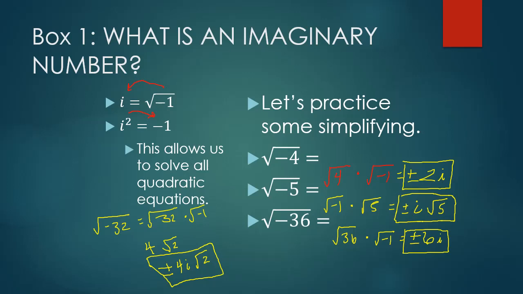These are examples of what we call pure imaginaries, because they have no real components. Is it terrible working with an i? No, not at all.